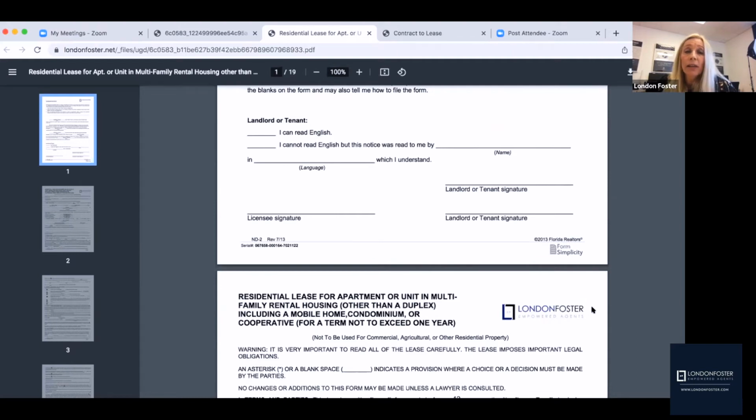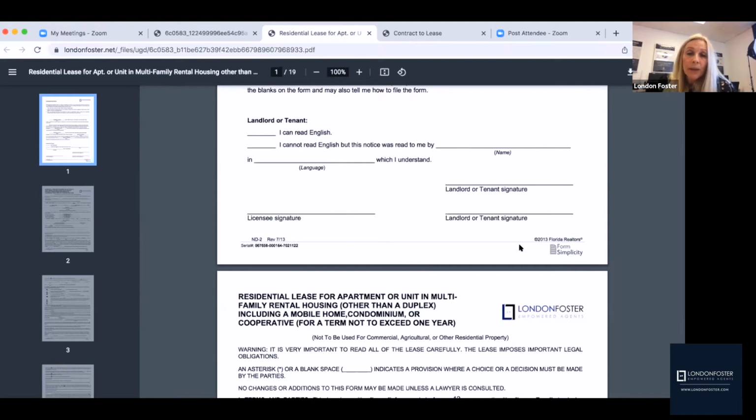And if you're doing it online, in the e-check there's a check mark there. So you want to make sure that, if they cannot read it, it was read to them by you or whoever read to them. Then you want to have them sign here. If there's more than one landlord, have them sign here, and then also do another signature here and another signature here if there's two tenants. You want to make sure everybody signs this.